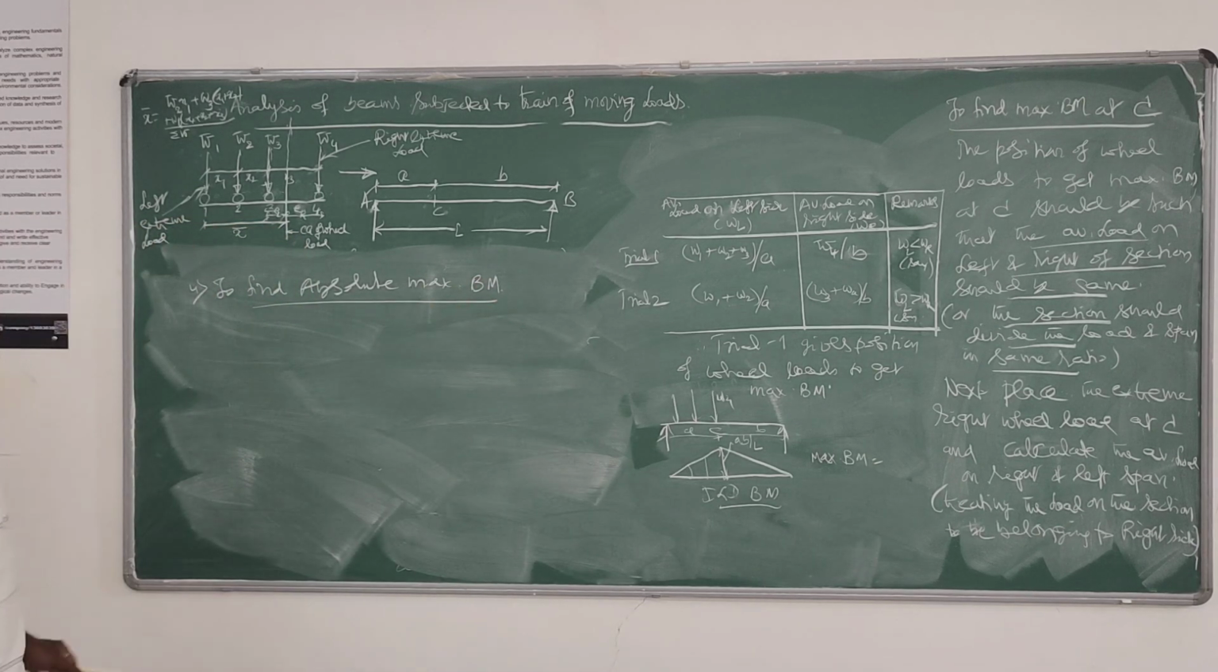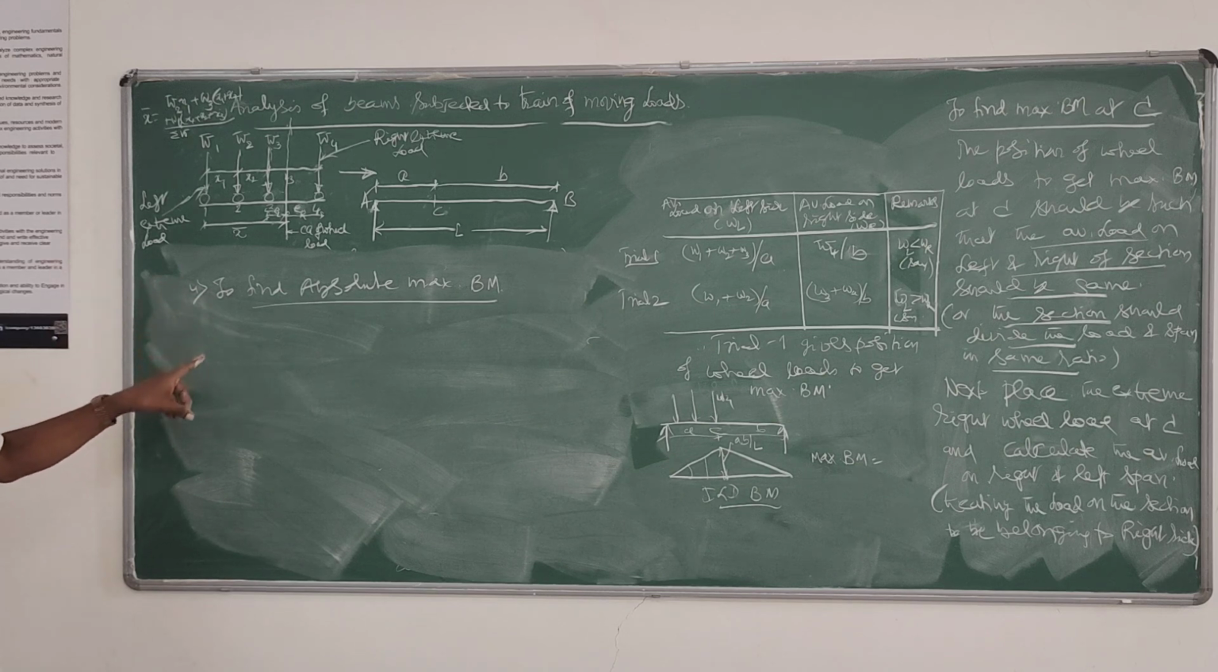Absolute maximum bending moment. It is not just maximum bending moment, right? So this absolute maximum bending moment depends upon two things. One is the center of the span. In the previous video case, the center point in the beam always gave you the maximum bending moment, with the wheel loads placed symmetrically about that.